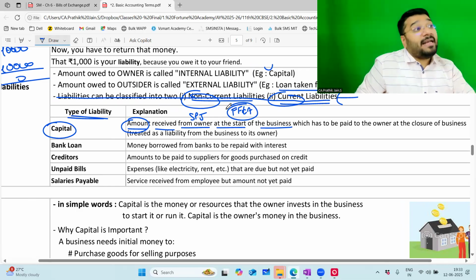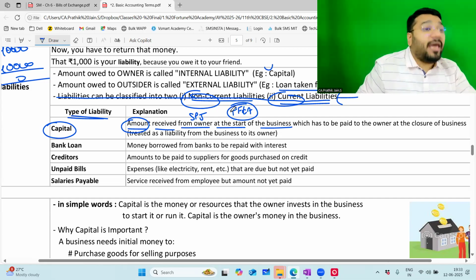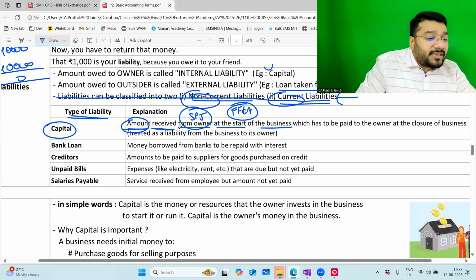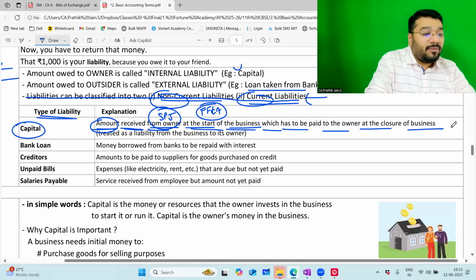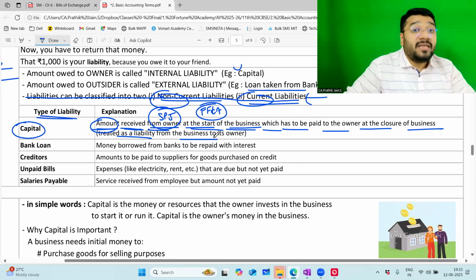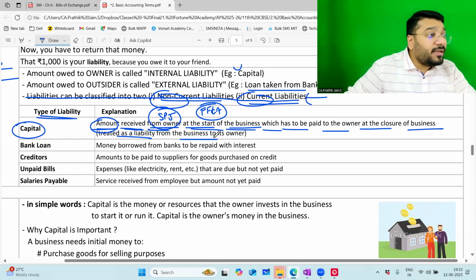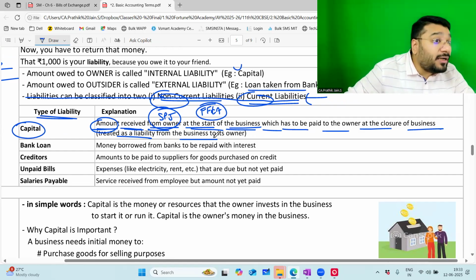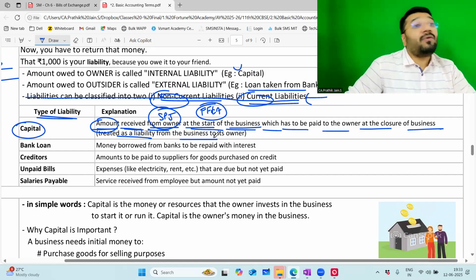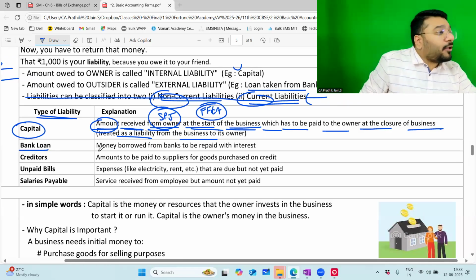Initially, it doesn't have it, but it has to pay business current, business ka salary, business ka electricity bill, etc. So for that, it needs funding, paisa. So that paisa initially you gave as owner. Amount received from the owner at the start of the business, which has to be paid to the owner at the closure of the business, will be treated as liability from the business to the owner. From the business point of view, this money you got temporarily from the owner is to be returned in the future. So any money that you have to return to the owner in future is liability. But what liability? Internal liability.